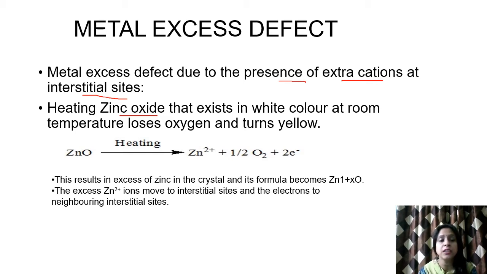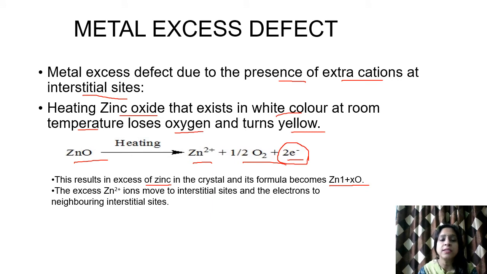For example, when we heat zinc oxide strongly, it converts itself into Zn2+ and 1/2 O2 molecules, and 2 electrons are released. So due to this, zinc oxide, which is usually white in color at room temperature, loses oxygen and turns yellow after the release of these two electrons. This excess defect results in excess of zinc in the crystal, whose formula becomes Zn1+xO, x being the excess of zinc.